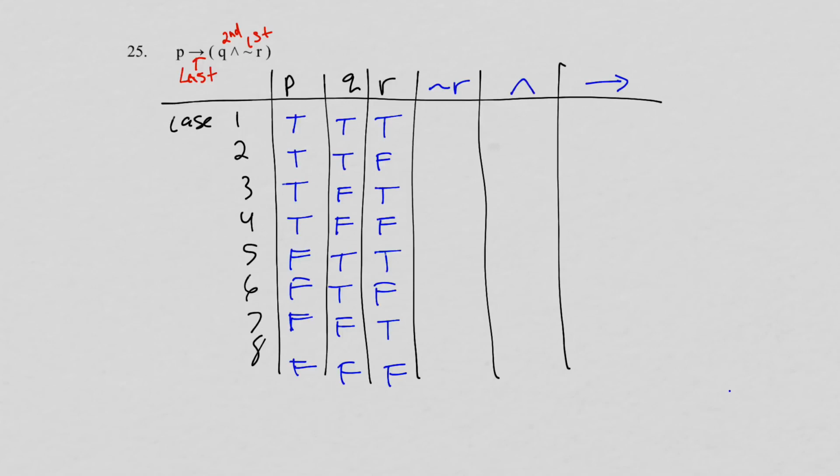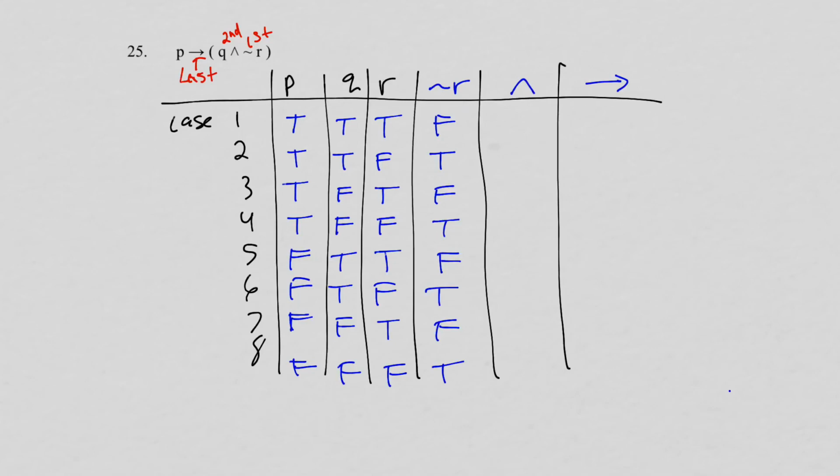So let's go ahead and quickly negate R. We're going to focus on this third column and just put the opposite of what you see. So false, true, false, true, false, true, false, true. All right, so those basically switch every other time.